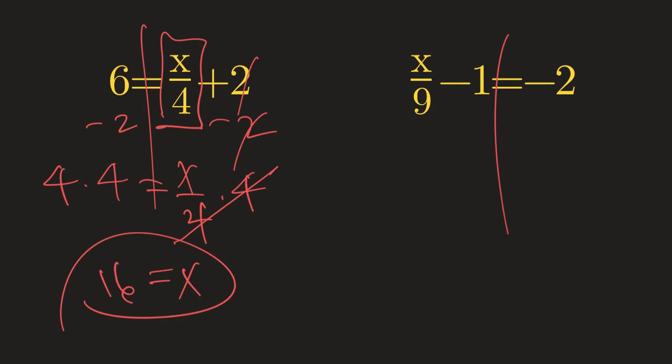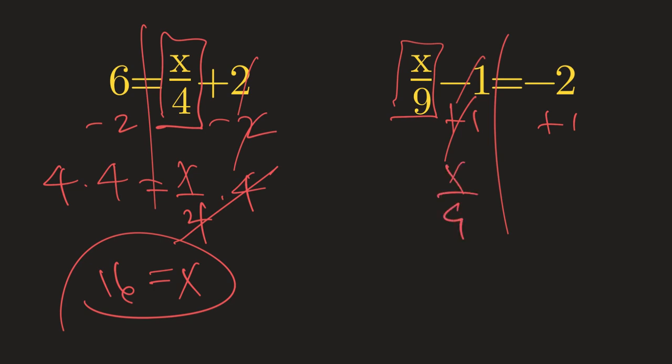What are we probably going to get rid of first, that equation on the right? And how? Add 1. Probably need to get rid of this negative 1. My variable term is x over 9, so let's get rid of this negative 1 by adding 1 to both sides. Negative 1 plus 1, gone. Negative 1 plus 1, gone.